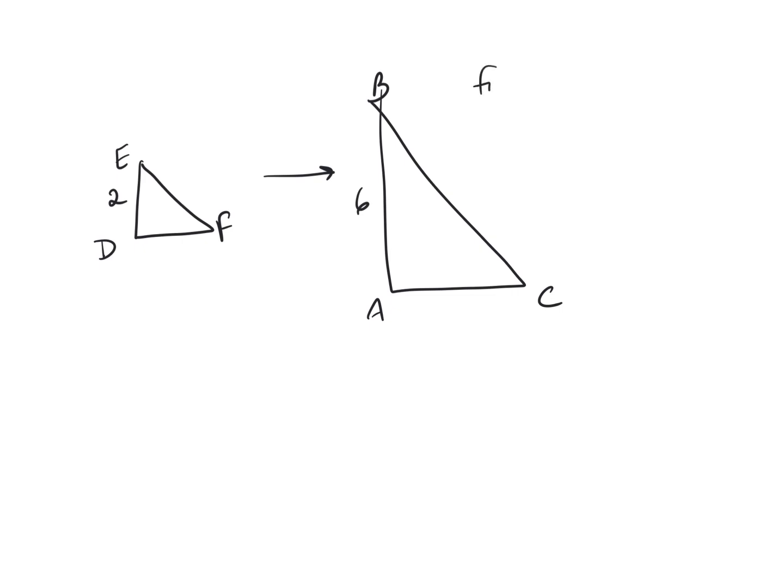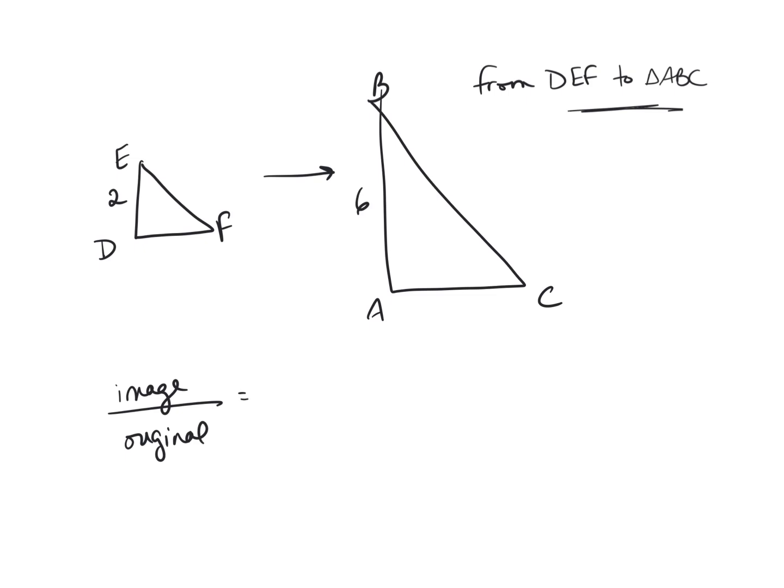So the question would read, from DEF to ABC. The order of the figures and how they're named in the question is important. So again, to find the ratio, it's the image over the original, image being the final size of the figure after the transformation.